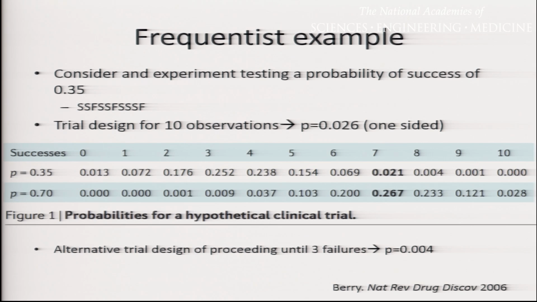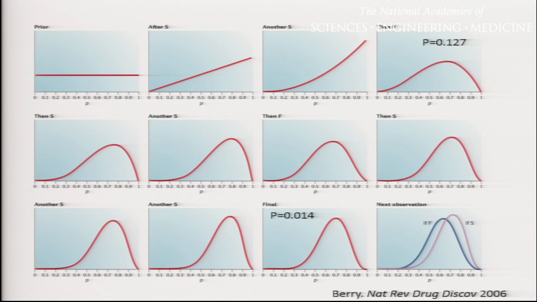And the way you would interpret this in a frequentist approach would be to say, given that we're testing 35%, what's the likelihood that I would have gotten 7 or anything more extreme? And you add these all up and you get your p-value. And I think he used this example to show the next point, which is that if we would have designed the trial to proceed until there were 3 failures, we'd get a different p-value. So the p-value is very linked to how you design a trial. So it's less flexible.